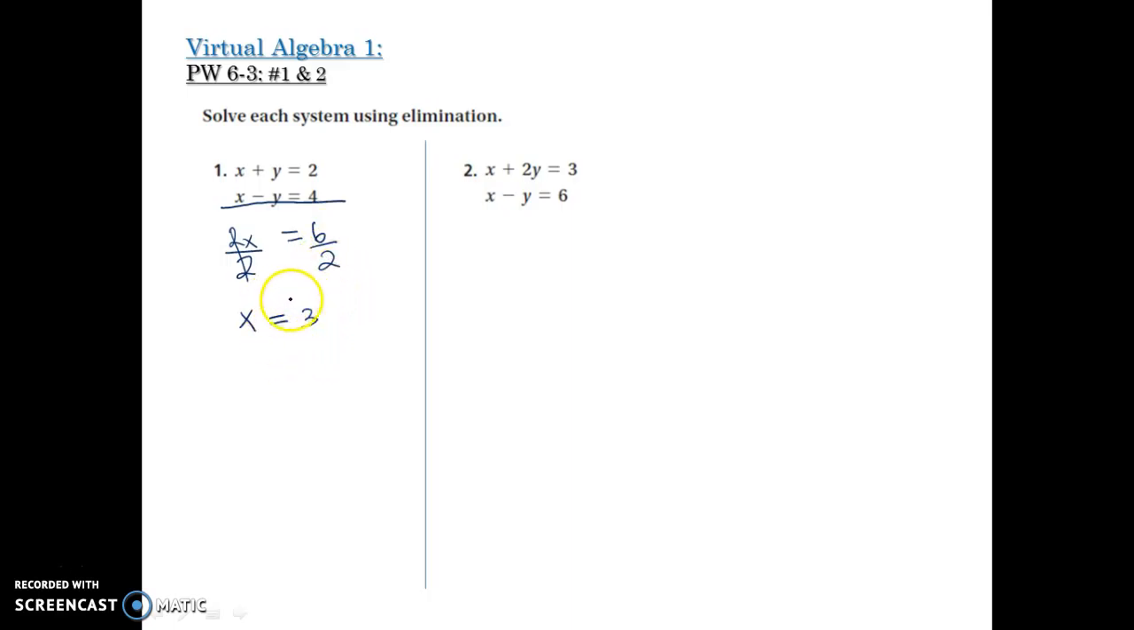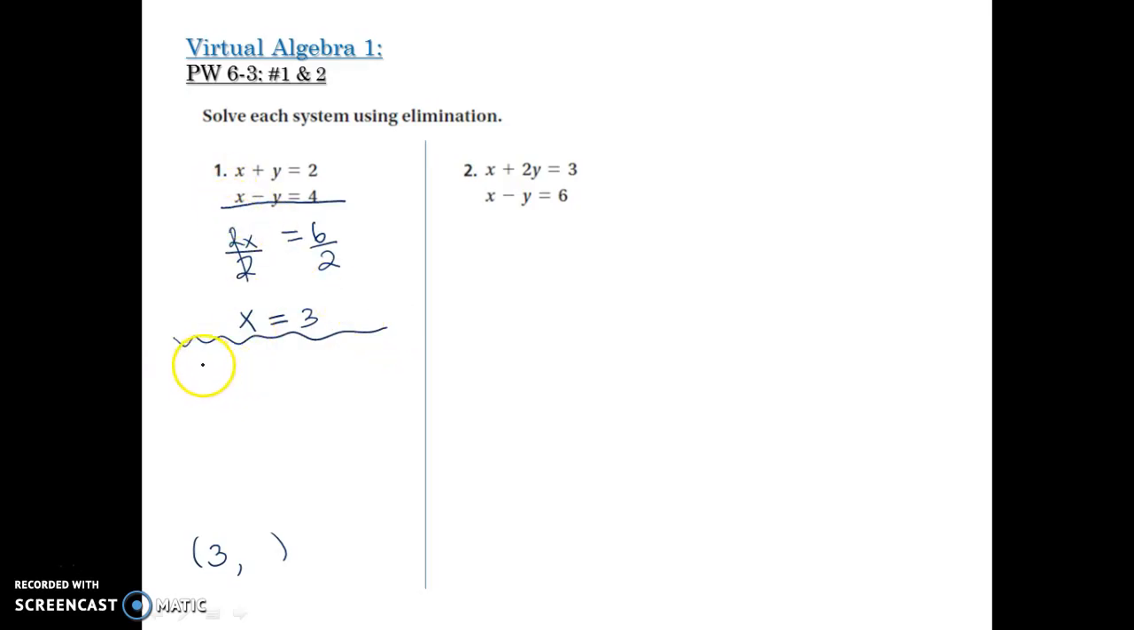But we're only halfway done, because remember the solution to a system is an ordered pair that represents the point where the two lines would intersect, because the graphs of these two equations are lines. And all we know right now is that the x value is 3 for that point. What we need to do is plug back into one of these equations, and it doesn't matter which one, to figure out what y is.